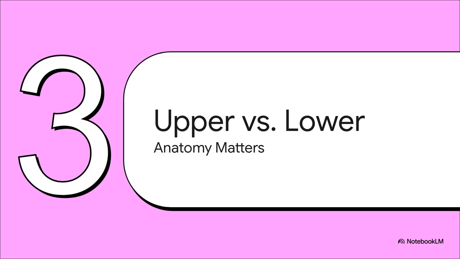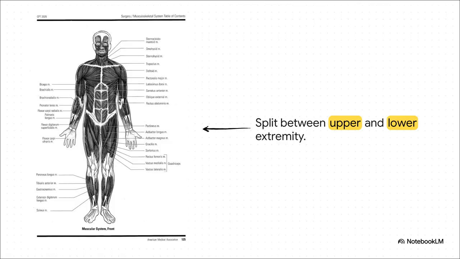Section 3. Upper versus lower, where anatomy really matters. The codes from 29,000 to 29,580 are strictly, and I mean strictly, organized by body area and length. The CPT codebook actually physically splits the codes right down the middle of the body. The upper extremity and body codes, they live in the 29,000 to 29,280 range. That's your shoulders, arms, elbows, wrists.